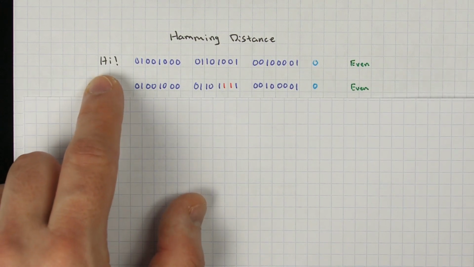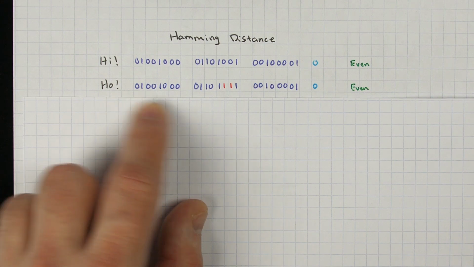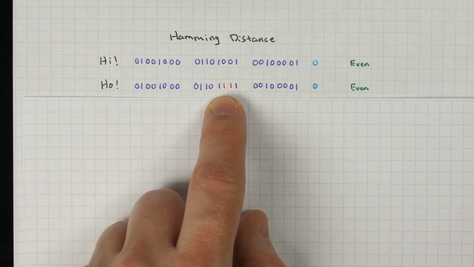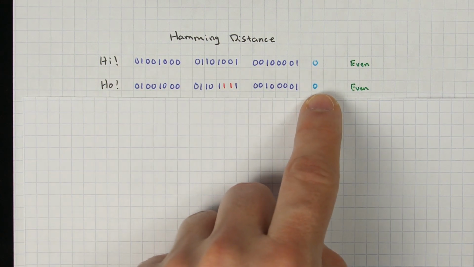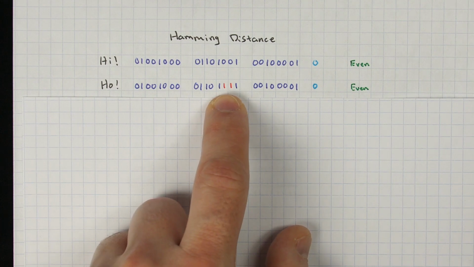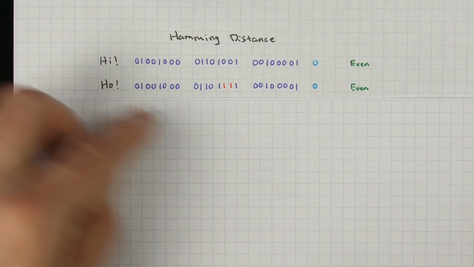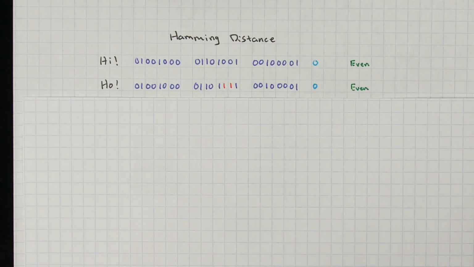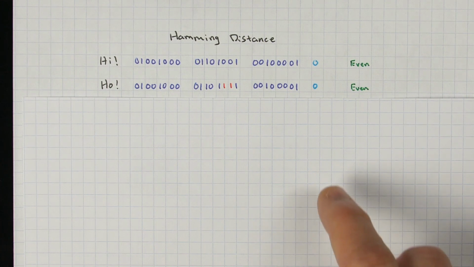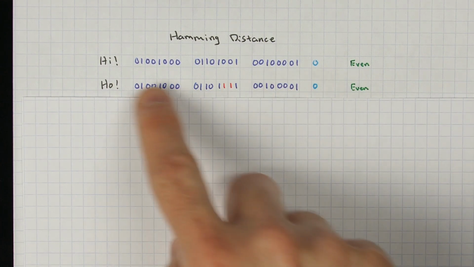So for example, this message hi and this message ho have a Hamming distance of 2 because the only difference between these two messages, including the parity bit, is just these 2 bits have been flipped. And so we could say the Hamming distance between these two messages is 2. But when we think about error detection, what we want to think about is the Hamming distance between what's called valid code words. And a valid code word, well, it depends on the error detection scheme you're using.